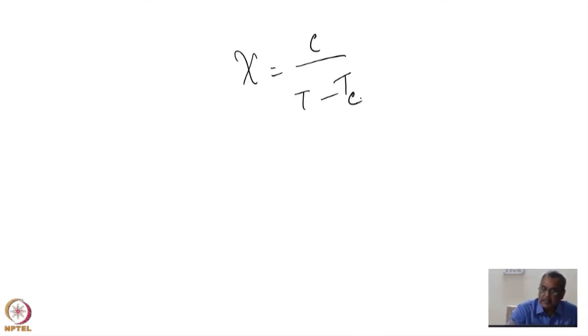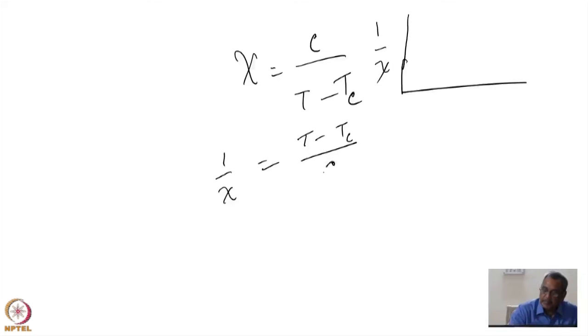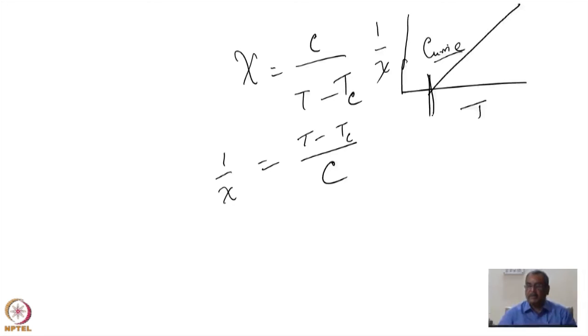minus TC, if I plot 1 by chi, it is equal to T minus TC by C. So you can see that it is a straight line, 1 by chi plotted against temperature, cuts the axis somewhere. You can see it is T by C, TC by C. It's a constant which dictates the Curie temperature, not exactly equal to the Curie temperature. It cuts at the Curie temperature, where it comes to zero.